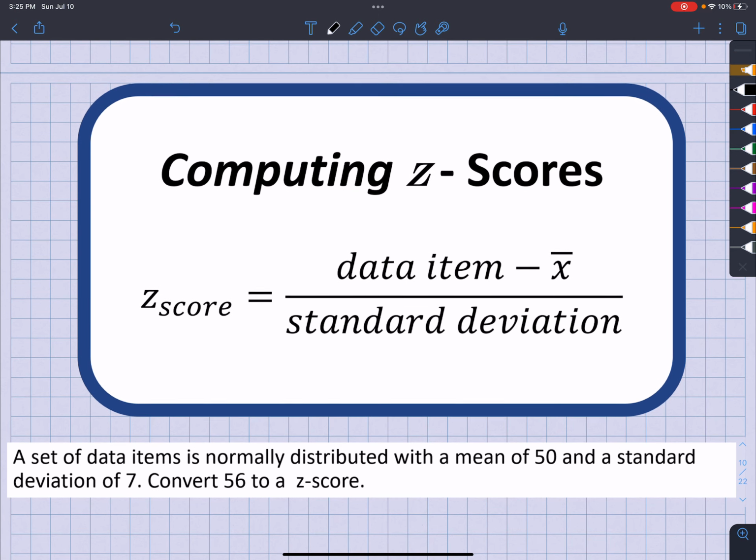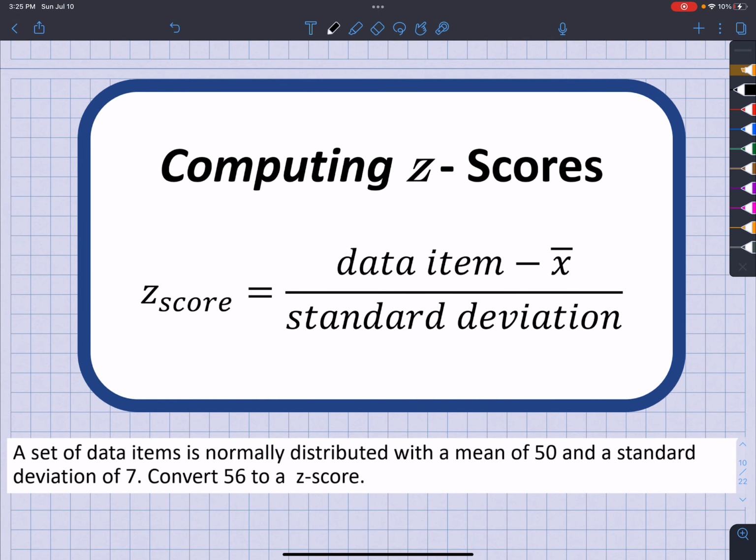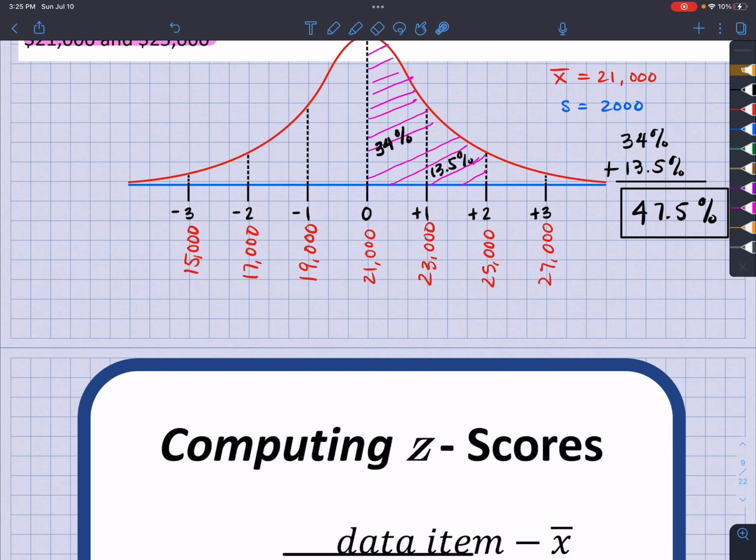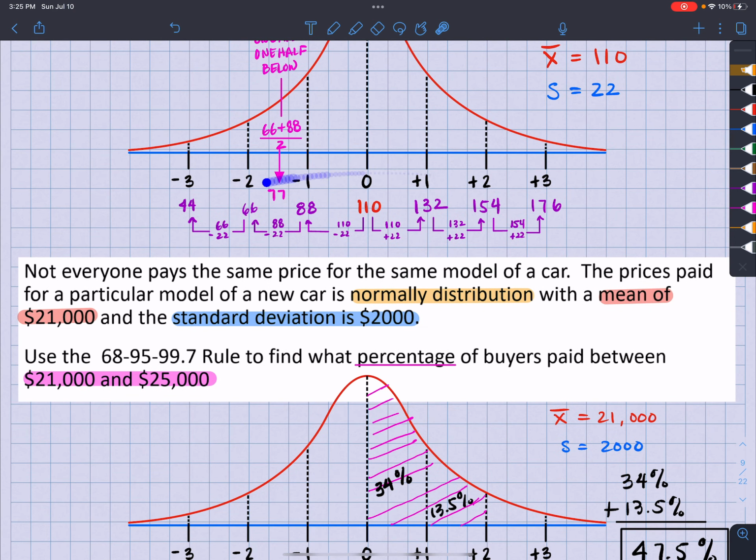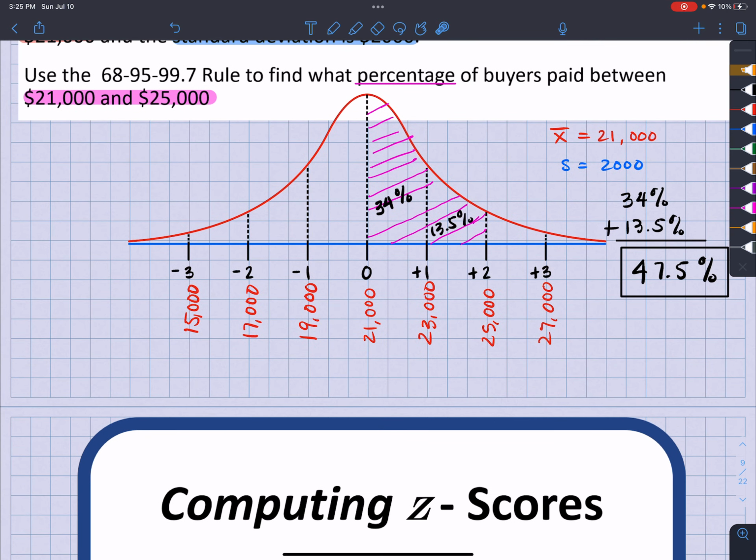Computing z-scores. A z-score is also applied to the normal distribution. It's kind of like a standard score, so it standardizes all these numbers, and I don't have to use these. I won't say the mean is 1,000 or 21,000. We already know the mean is going to just be 0, and everything else is how many standard deviations away.